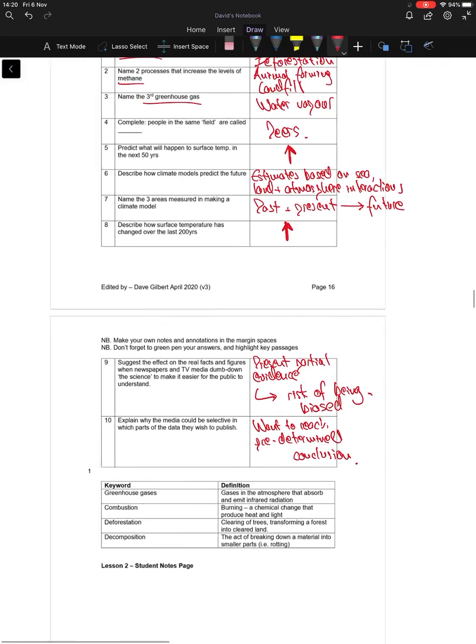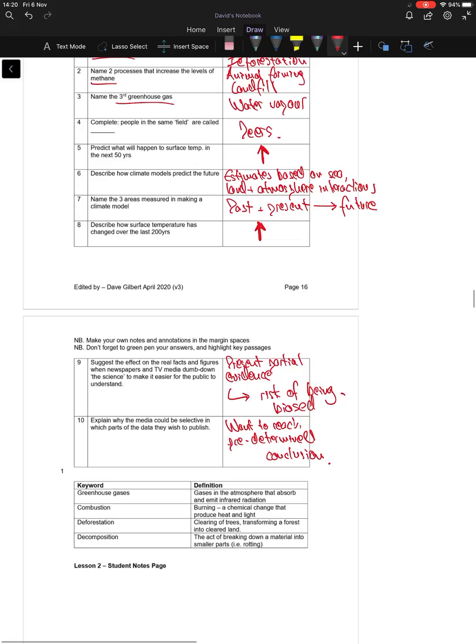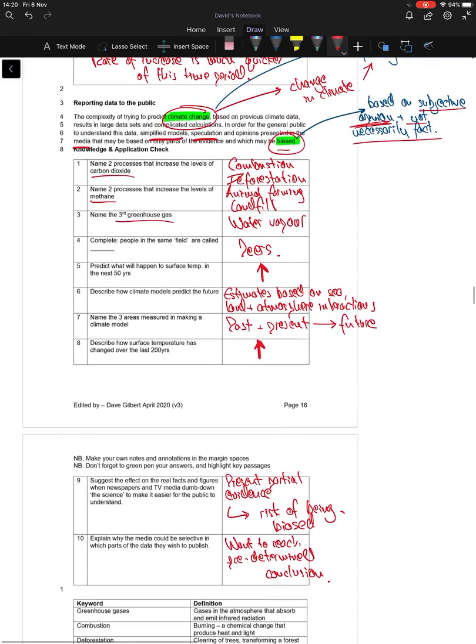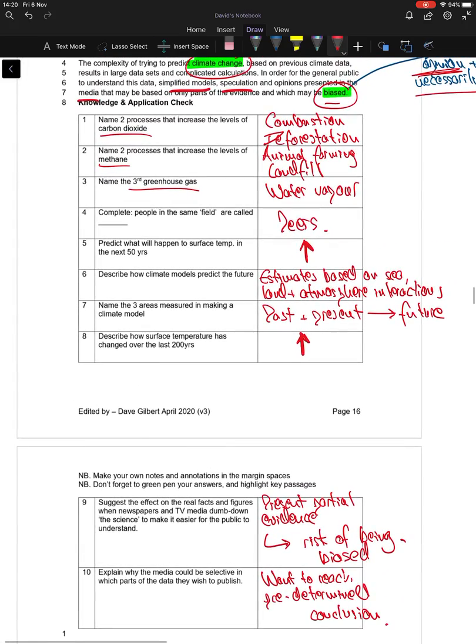Good. So if you want to pause the video and make sure you've marked any of your answers there, corrected any of your answers, and if you've done that, then we've finished our lesson 2 tutorial for chemistry of the atmosphere.